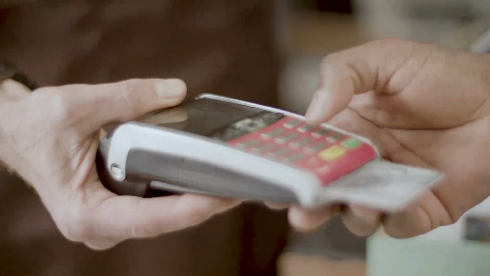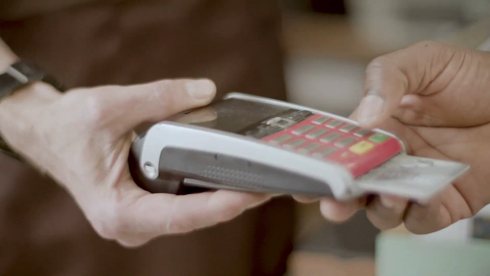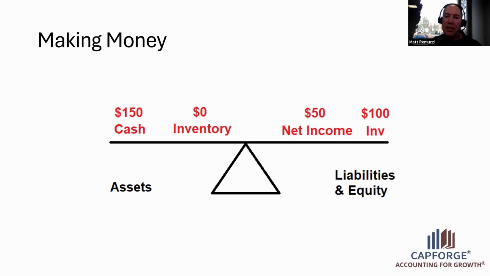Now suppose we took that $50 of inventory and we sold it for $100. So our cash went from $50 to $150. Meanwhile, our inventory went from $50 to zero because we don't have it anymore. Now on our profit and loss, what we record is $100 of revenue minus $50 of cost of goods sold, because our inventory becomes an expense once we sell it, equals $50 of net income or $50 of profit. So now our balance sheet is once again balanced. We have $150 of cash, all the inventory is gone.